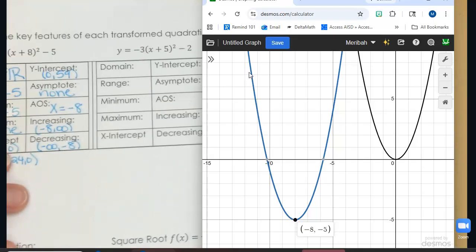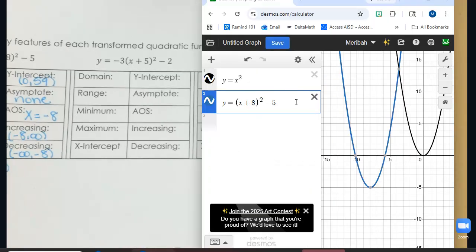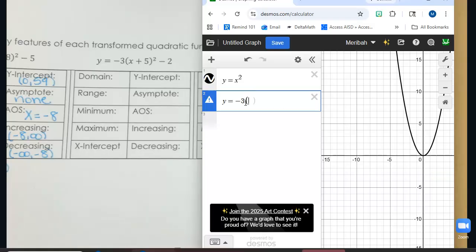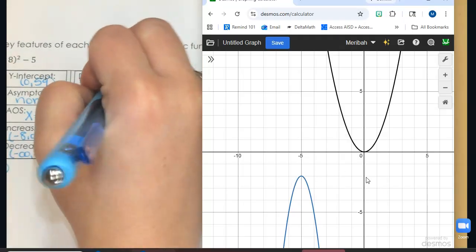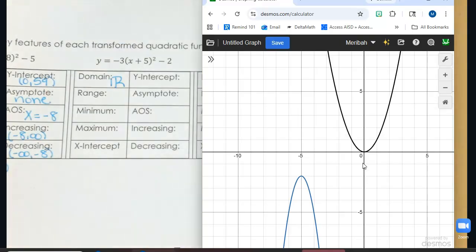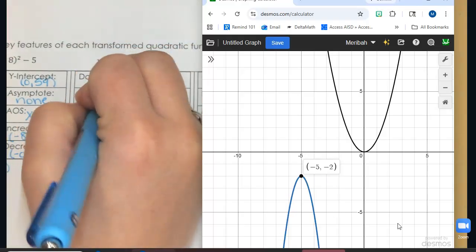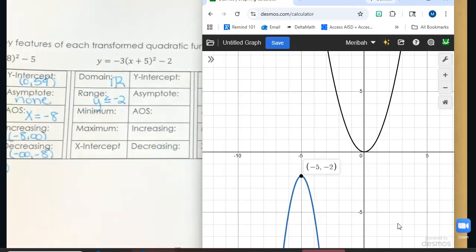Okay, I'm going to move on to our next one, and I'm going to replace this with our second transformed function. Okay, and so we are still looking at the blue graph compared to the black graph. Domain, still going to be all real numbers. And our range, our y values now start here at -2, and they go down into the negative range. So we're going to have y values less than or equal to -2.